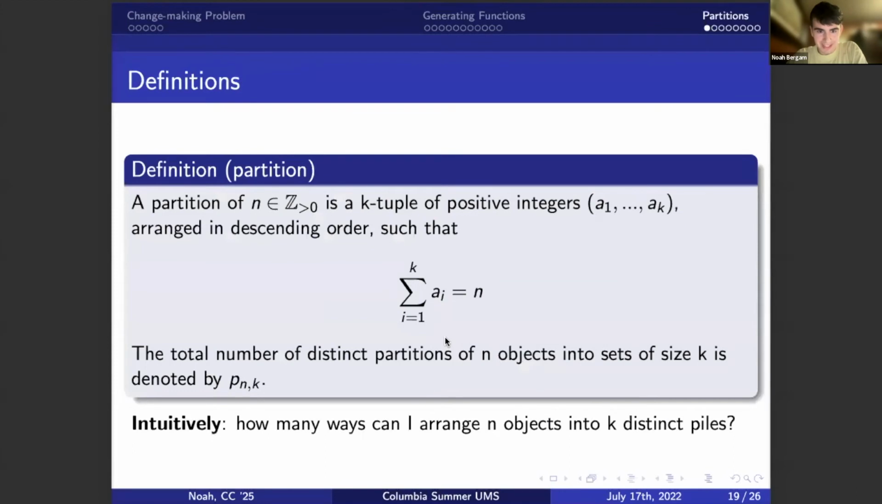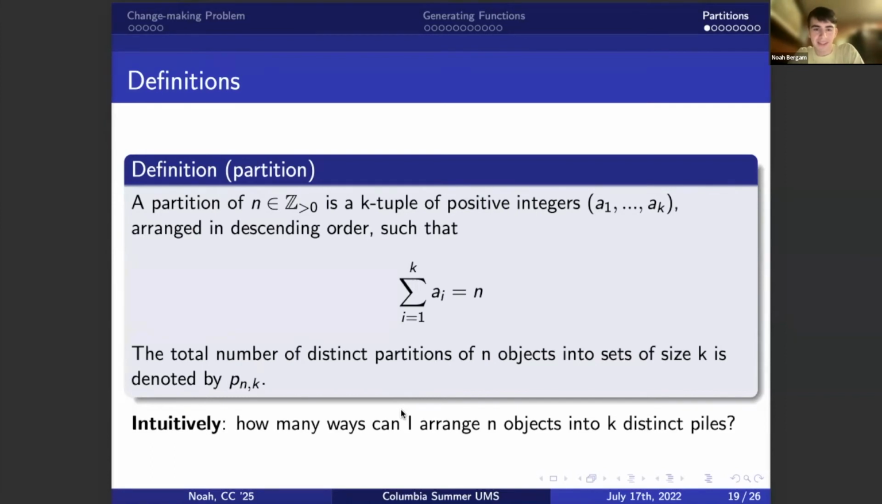So let's define what a partition is. I kind of regret putting the rigorous definition before the intuitive one. The intuitive one here is, how many ways can I arrange n objects into k distinct piles? And I like the example that they give in the textbook. If you have 10 poker chips, how many different ways can you arrange those poker chips into little piles to make your enemy scared?